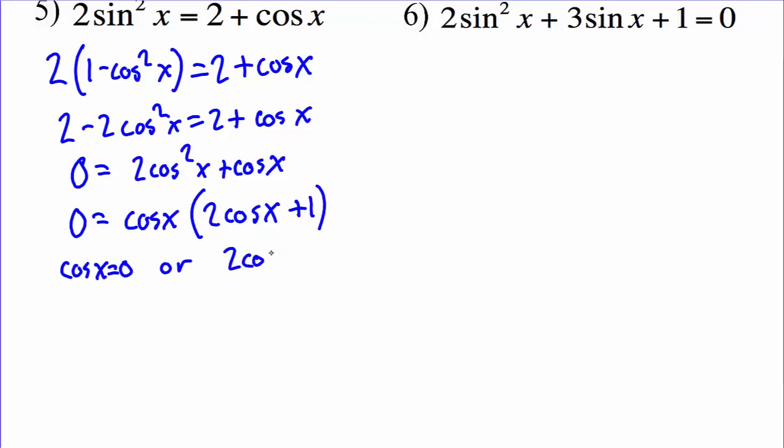Or b equals 0. All right, and this second equation is going to end up being cosine of x equals negative 1/2. So essentially what I can do in this problem, there's a couple ways to approach it right here.